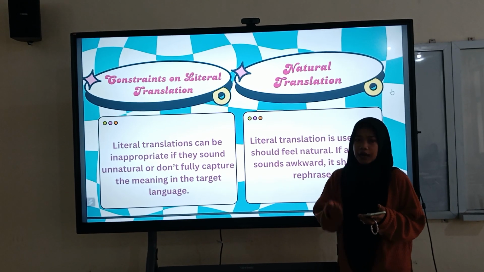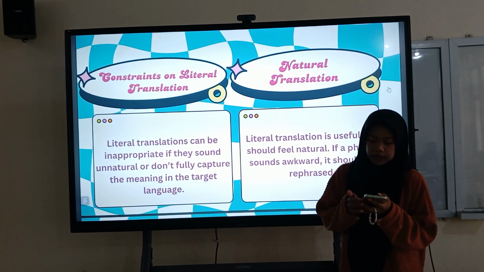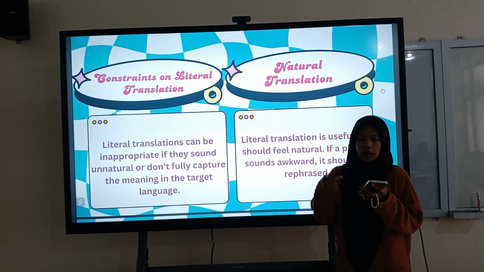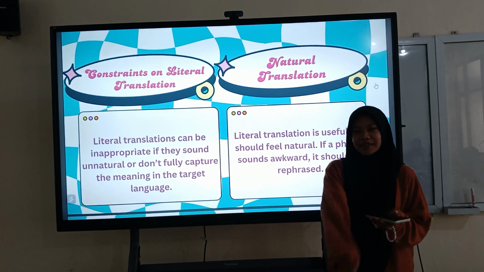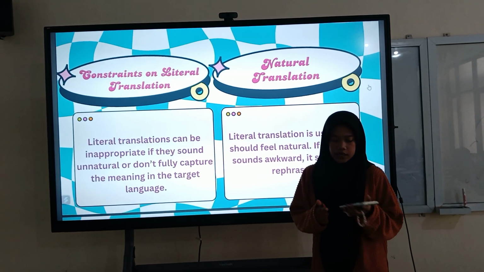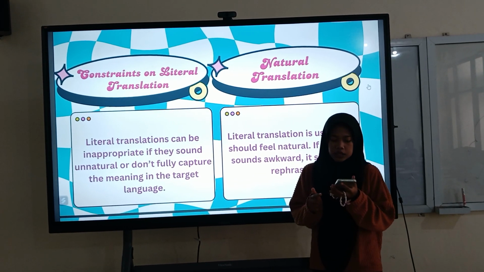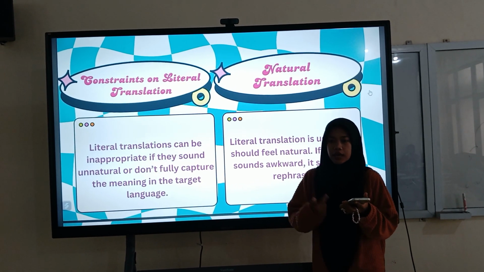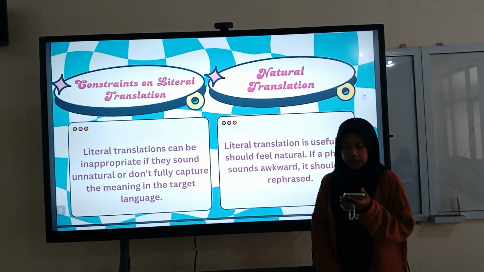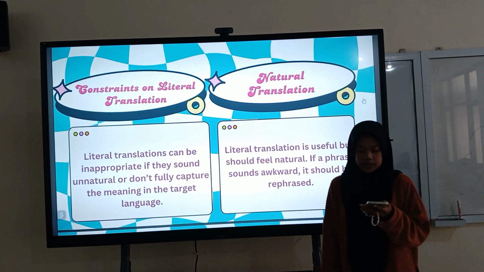Translated as aku sangat merindukanmu. The literal translation of the sentence should be aku merindukanmu seperti orang gila. But it sounds unnatural in Indonesian, therefore it was changed to aku sangat merindukanmu to be more appropriate and natural in the target language context.